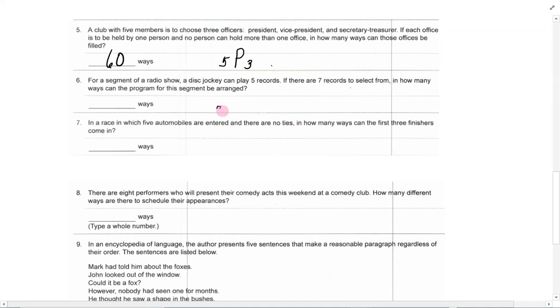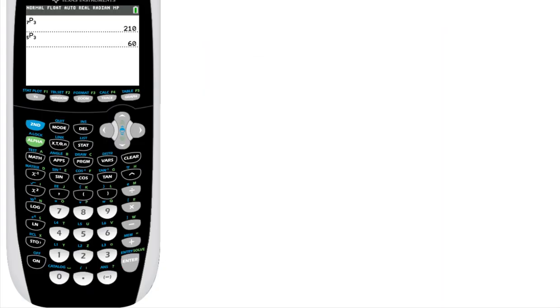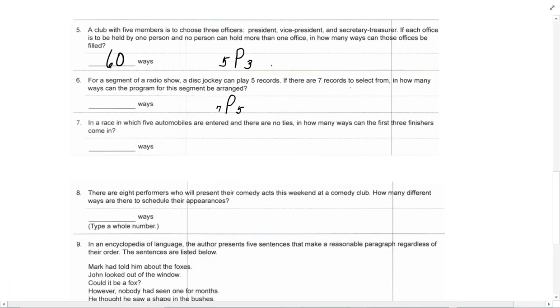So there are 7 to choose from. Because order matters, we're doing a permutation. We're taking them 5 at a time. So 7 taken 5 at a time. So I'll go math. Number 2, permutation. 7 taken 5 at a time. 2520.